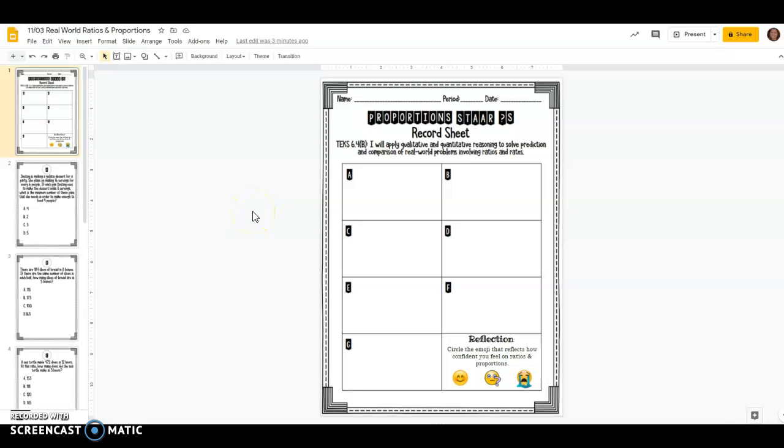Hey kids, so I'm going to quickly show you how to complete this activity. As you can see, there is a record sheet, so it's kind of like your answer sheet. It's like your answer documents.